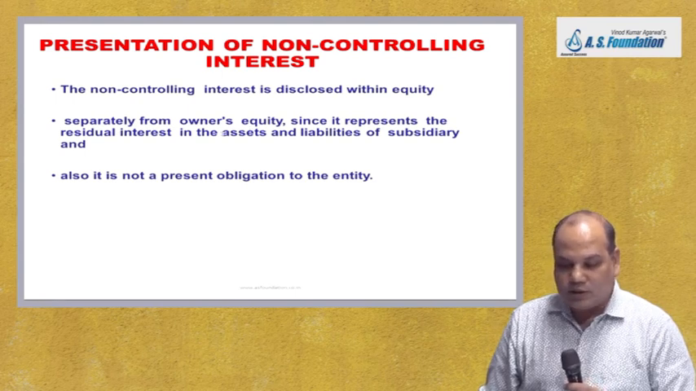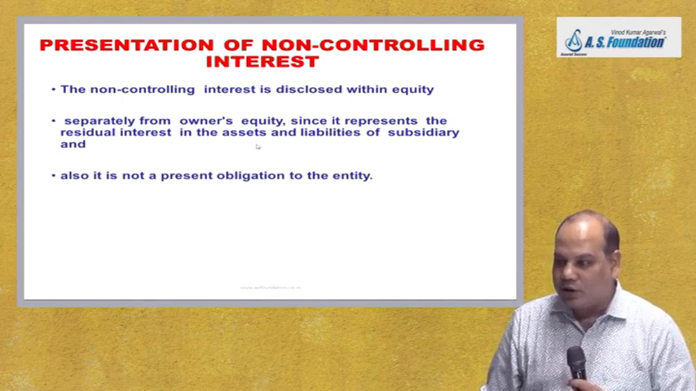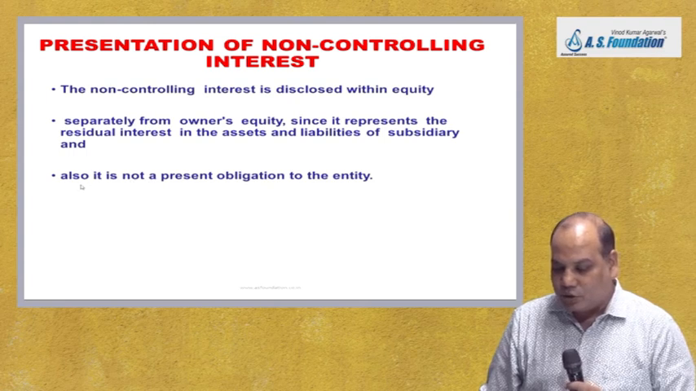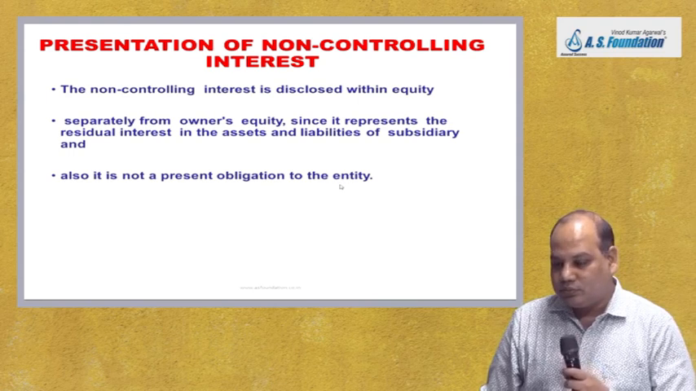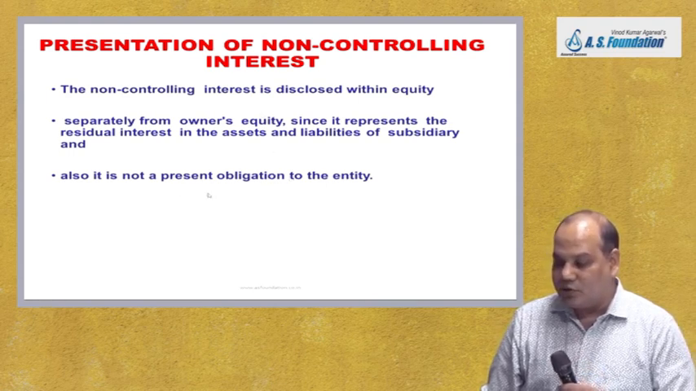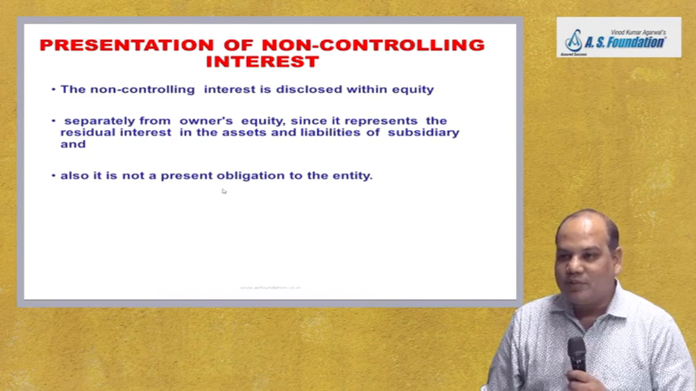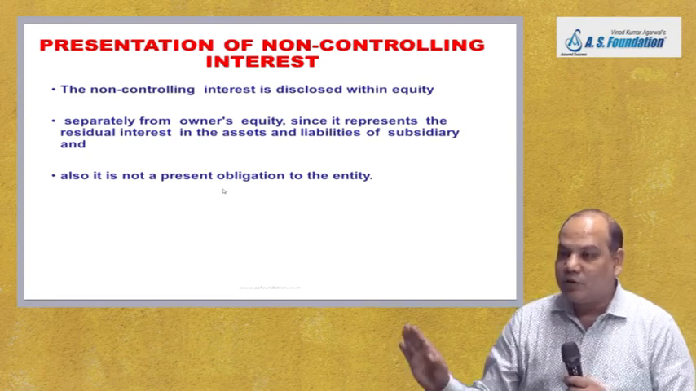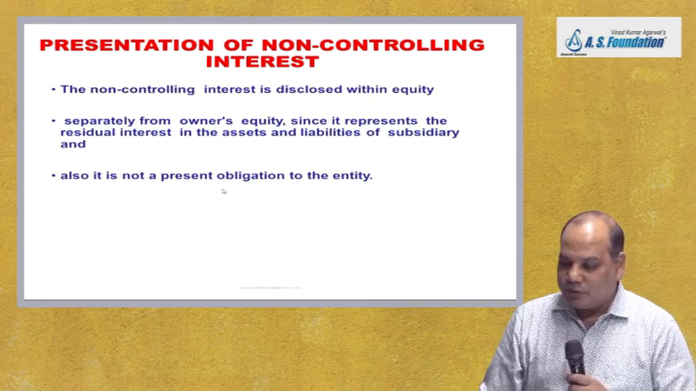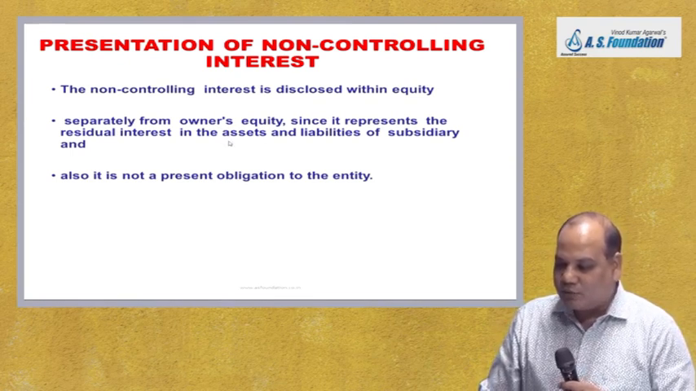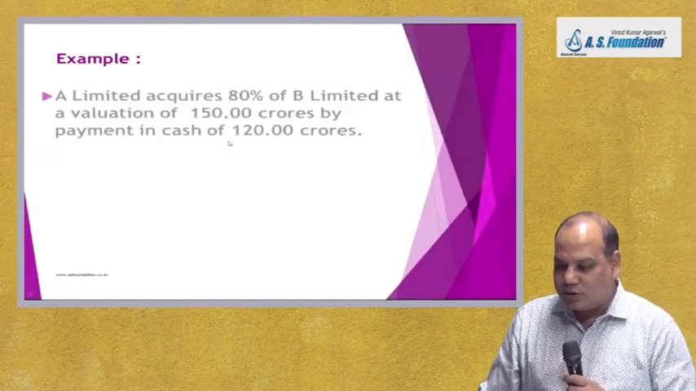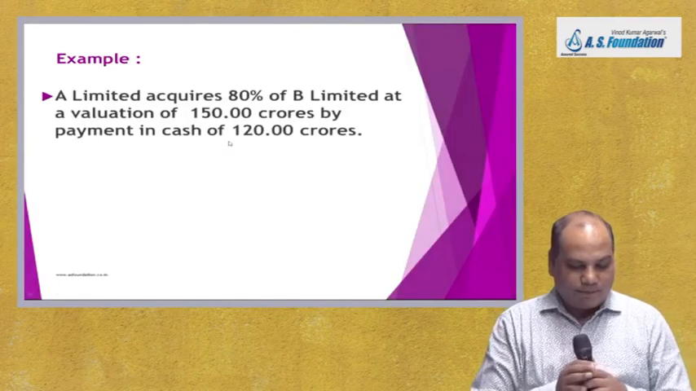So you will write it as a separate line item in the SOFP, since it represents the residual interest in the net asset of the subsidiary, and also it is not a present obligation to the entity. NCI are like shareholders only, they are not liability. So it is not a part of non-current liability. It is a part of equity because it represents the stake of outside stakeholders in the subsidiary net asset.